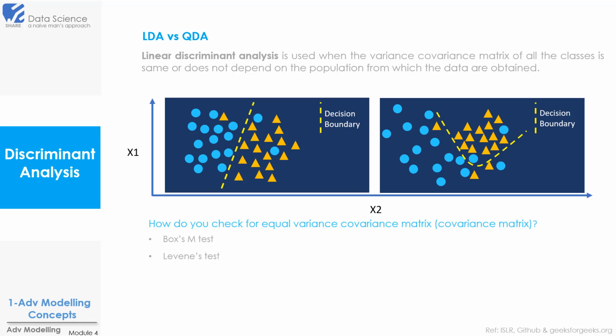Now obviously you cannot look at the data every time and tell if the variance-covariance matrix is the same or not. So for this purpose, we use two tests called Box's M test and Levene's test. Now we don't have to go into the details of these tests. We will let the software do it. Just understand that these two tests are used to check if the variance-covariance matrices are equal or not. Also, LDA and QDA assume that data is Gaussian. That is, it follows a normal distribution.